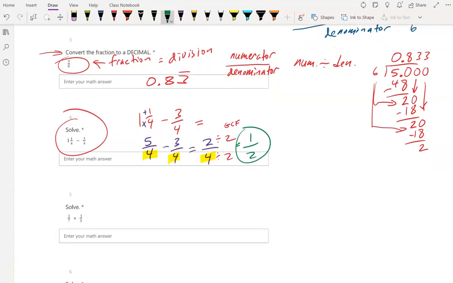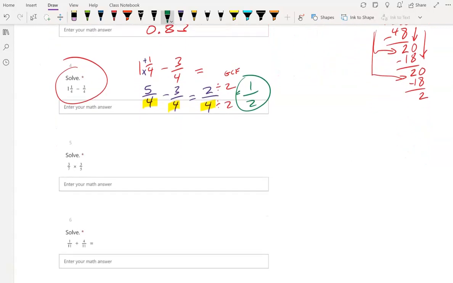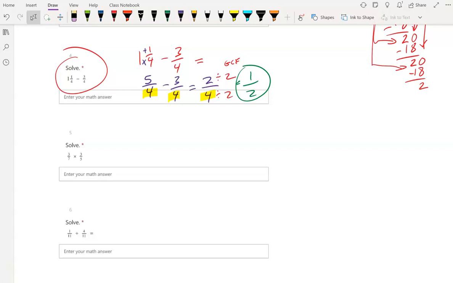The next one is super, super, super easy. All we have to do when we multiply fractions is just multiply straight across. If you know your multiplication facts, it's easy. 3/7 times 3/5. Multiply straight across. 3 times 3 is 9. And 7 times 5 is 35.